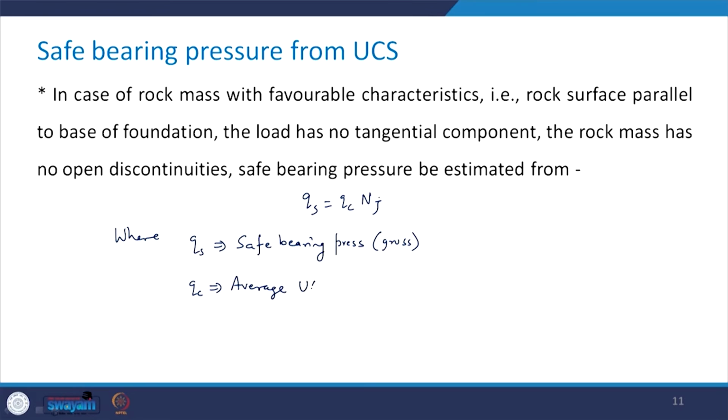Then Qc is the average UCS of the rock core. When I say rock core, I am talking about the intact rock in the zone of influence below the foundation. Coming to the term Nj, we have Qs equals Qc into Nj.